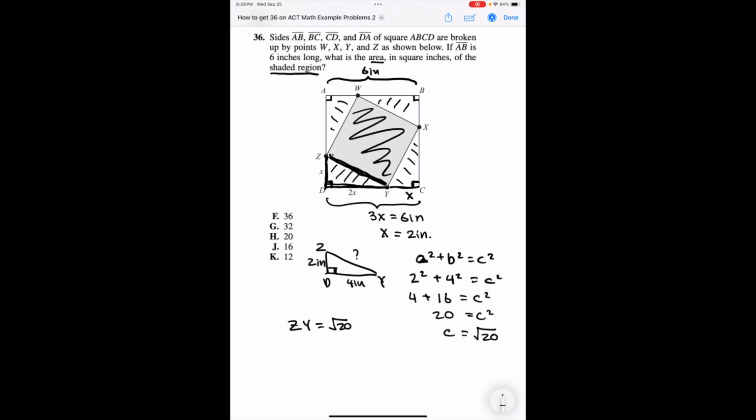And if you're trying to find the area of the shaded region, and this is a square, it is just going to be the side squared. So it's going to be ZY squared, or the square root of 20 squared. And then the square root and the squared cancel out, so it's just going to be 20. So the answer is H, 20.